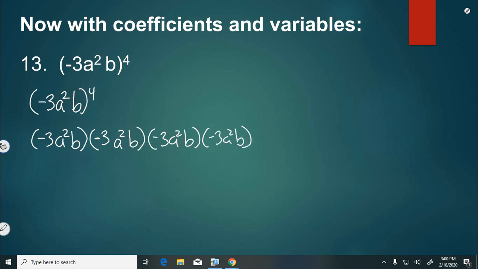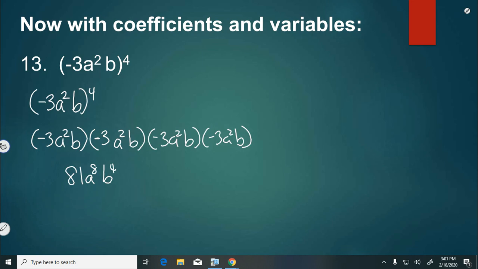So if I multiply all those three, then we got -3, -3, -3, -3. That's like doing 9 times 9, which is 81. Then a squared, a squared, a squared, and a squared is a to the 8th, 2, 4, 6, 8. And b, b, b, and b makes b to the 4th. So I get a simplified answer of 81, a to the 8th, b to the 4th.